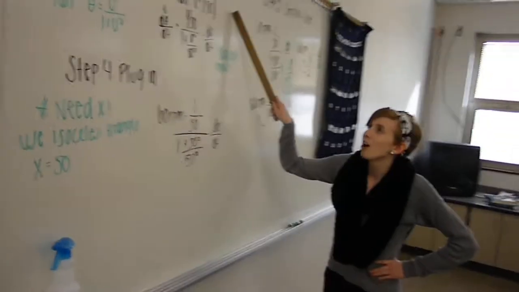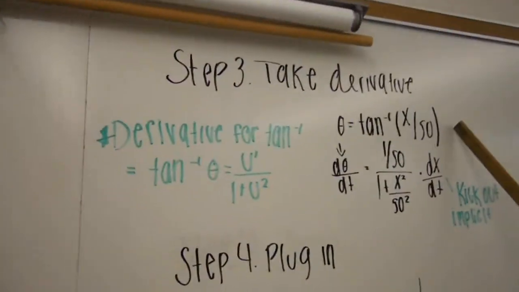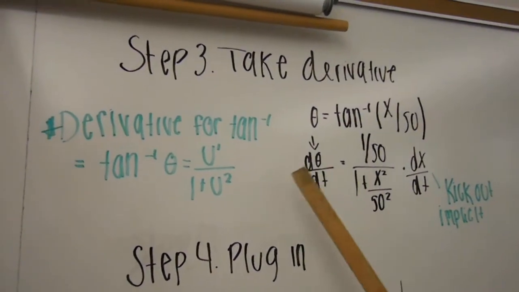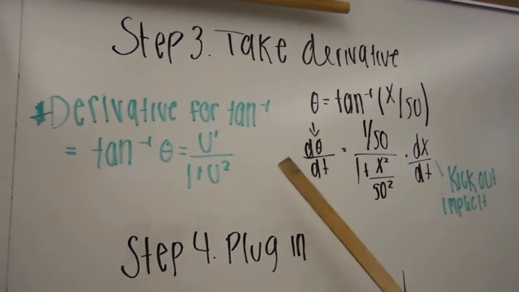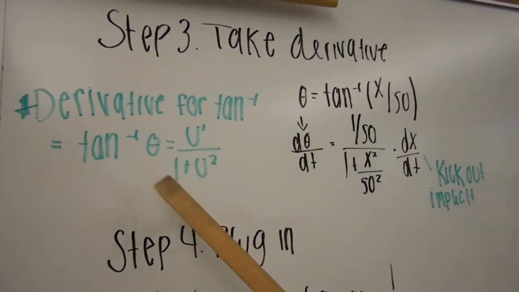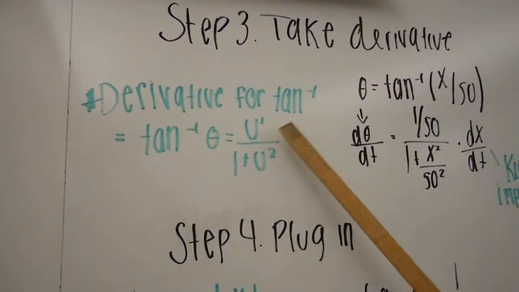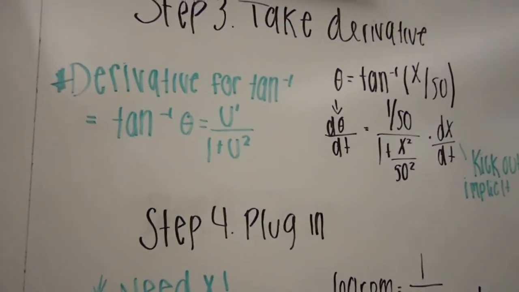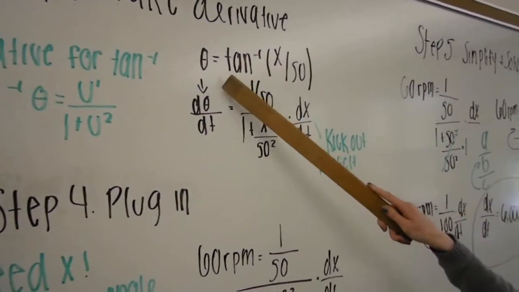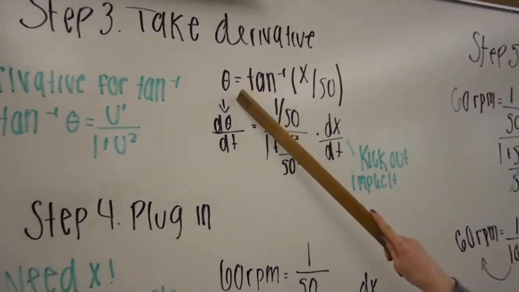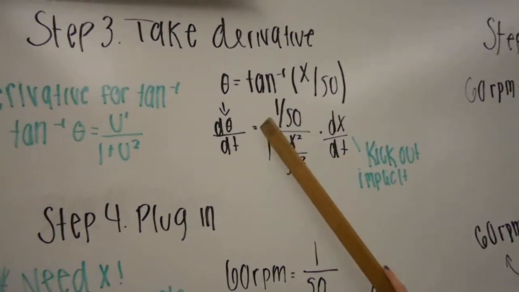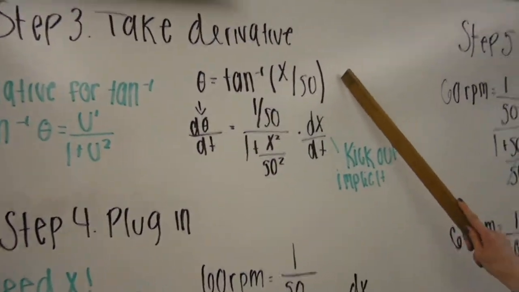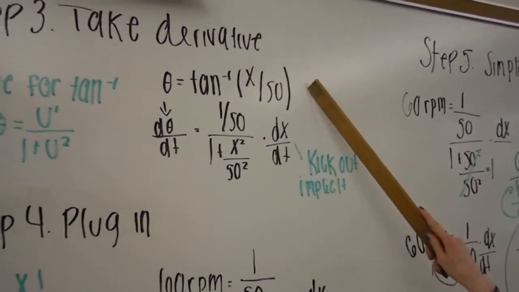All right, on over here, we're going to start solving. We're going to take our derivative. Yeah, that's awesome. Now see, but you need the formula for the derivative of arctangent. That is going to be arctangent equals u prime over 1 plus u squared. So you got that. So you're going to start. You're going to take the derivative of theta. The derivative of theta is just d theta dt. Now you're going to take the derivative of arctangent x over 50.